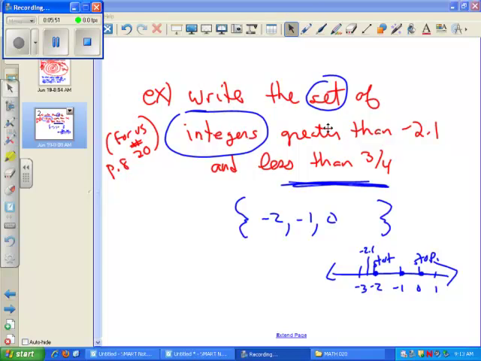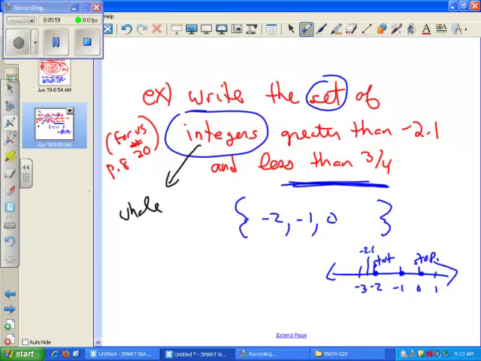Let's mess with this language here a little bit. What if I took out the word integers here, and what if I said whole? Little sidebar here. What if we wanted to write the set of whole numbers greater than -2.1 and less than 3/4? You said that set would only contain 0.